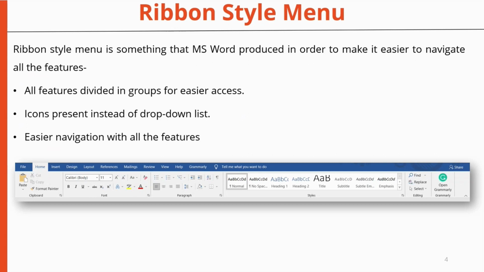Also, it's easier to navigate. As I was saying, if you're scrolling through the features and functions looking for them, you're going to be wasting a lot of time instead of completing a task. Well, that should not be happening, right? This ribbon style menu helps you in easily navigating through all the features. Yeah. So let's go over to the Home ribbon menu.